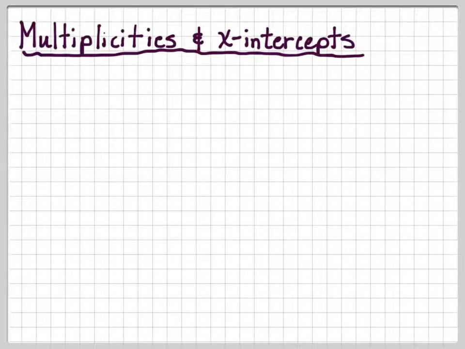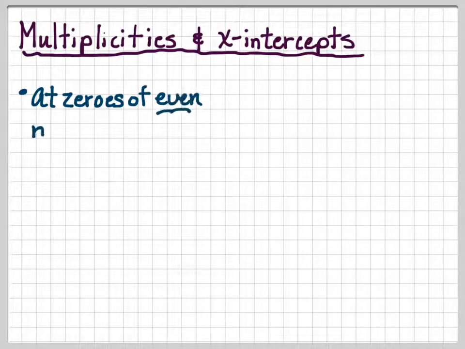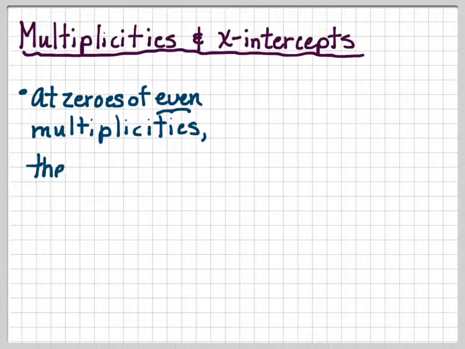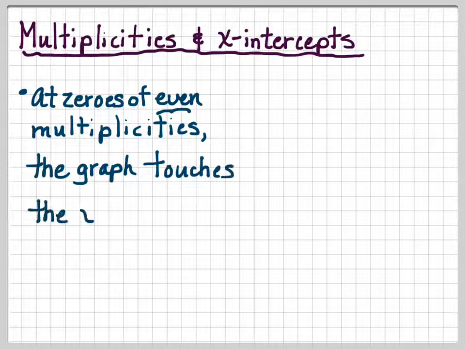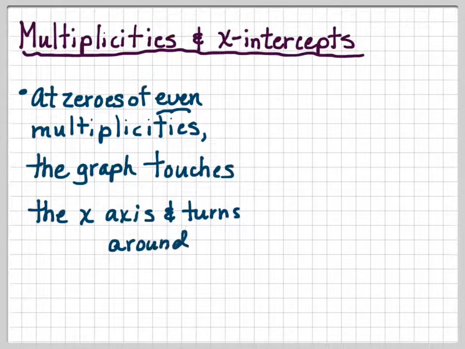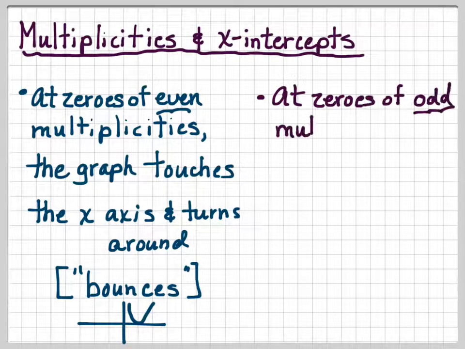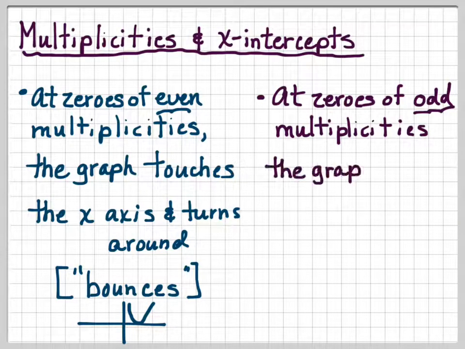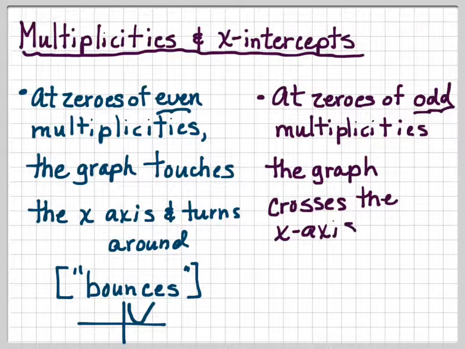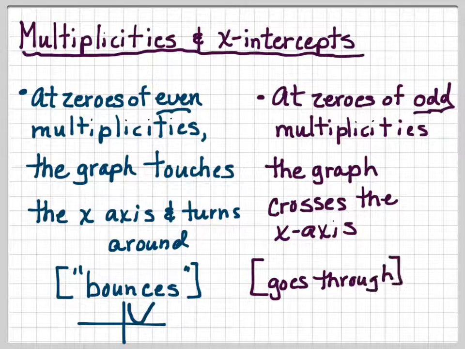All right. So multiplicities and x-intercepts again. At zeros of even multiplicities, the graph touches the x-axis and turns around. In other words, it bounces. That's a good way of putting it. It bounces and comes back like it hits a wall and bounces off of the wall. And at zeros of odd multiplicities, the graph crosses the x-axis, or goes through the x-axis.